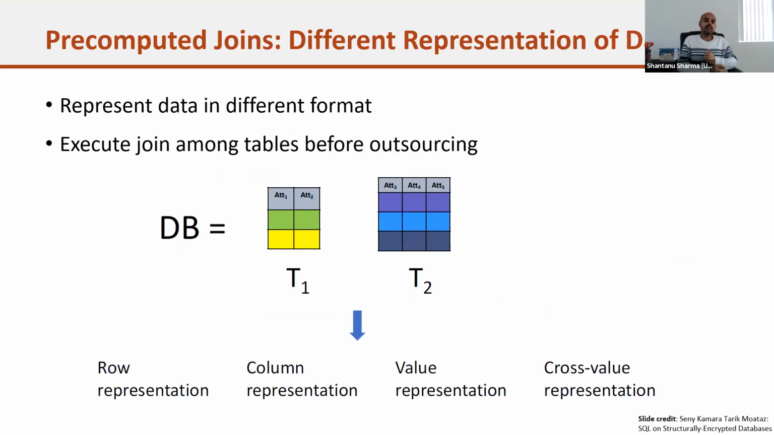But again, you will see that in this case, the user is performing some more operations also. So here, consider that there are two tables, T1 and T2. I represent these two tables in four different representations. One is the row-wise representation, just like normal databases. Then column representation, as in column-oriented databases. Then value representation and cross-value representation. So they introduced two more types of representation, value and cross-value.